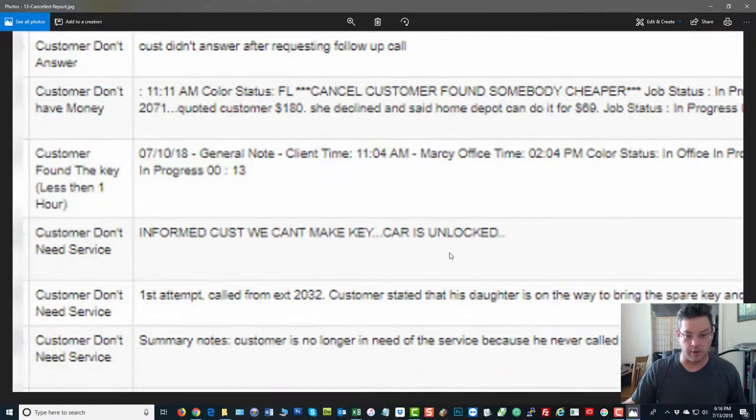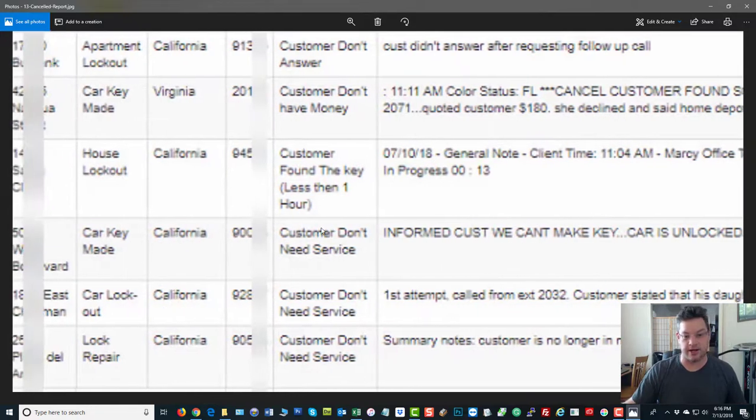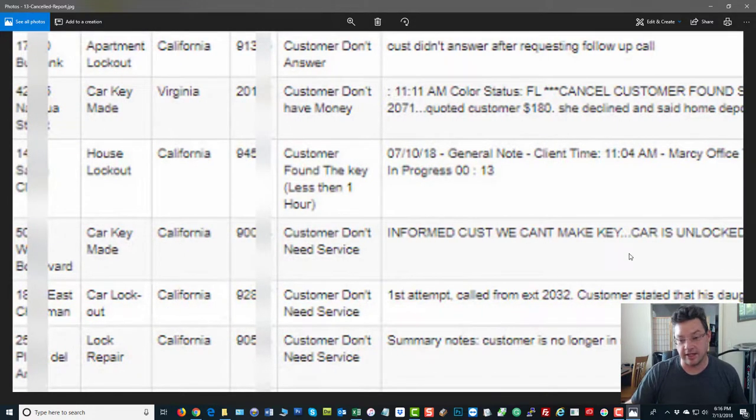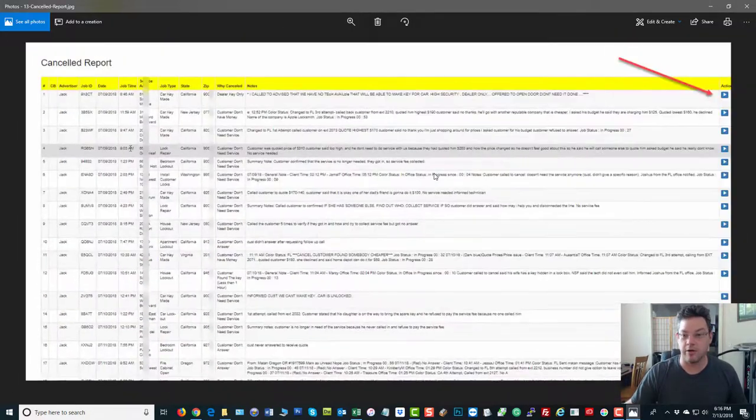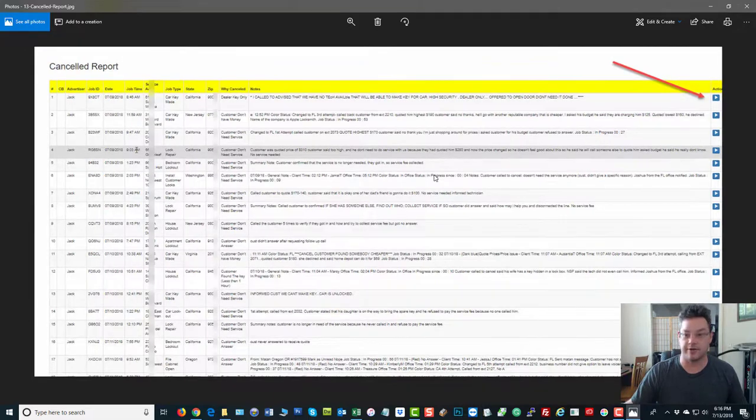Inform the customer that we cannot make the key and the car's unlocked anyway. They need a new key, but the customer doesn't need service, right? They need a key that can't be made by these guys. So all this stuff, it just happens. Anyway, there you go. Canceled report. How's that for cool?